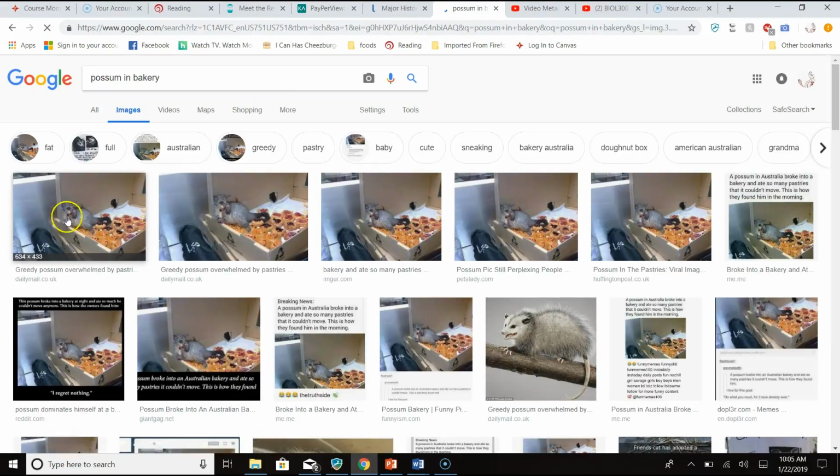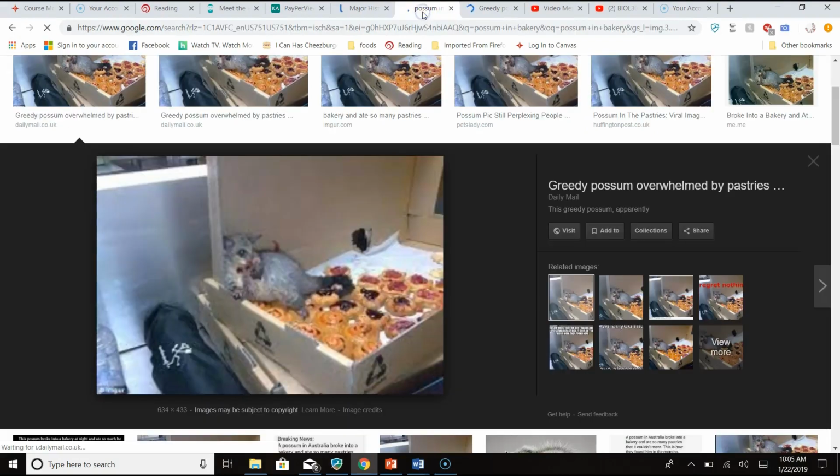So here's the story. This possum, whoops, did not mean to do that. This possum broke into a bakery at night when nobody was around, and as a possum would do, it went and ate all the pastries. But in eating all of the pastries, it completely filled its belly and it got too fat to move.